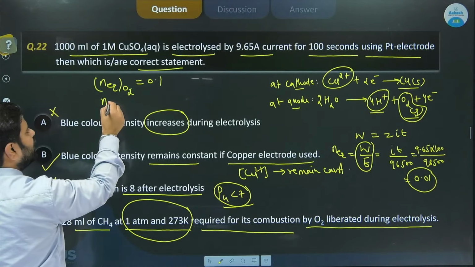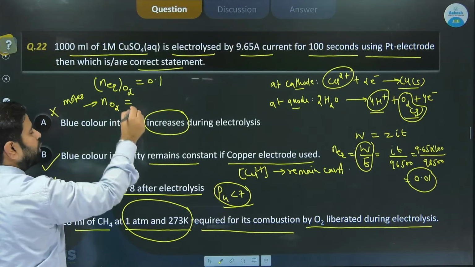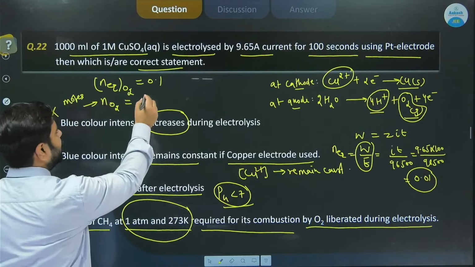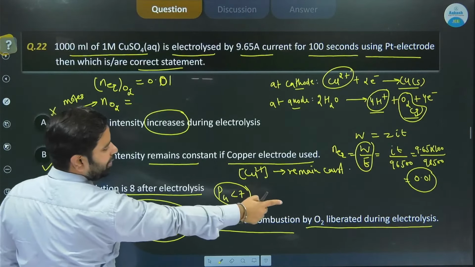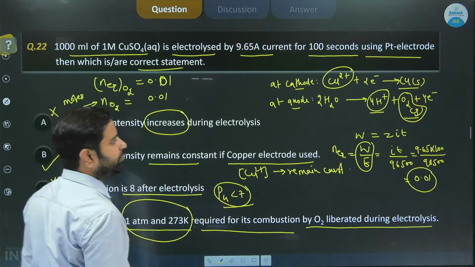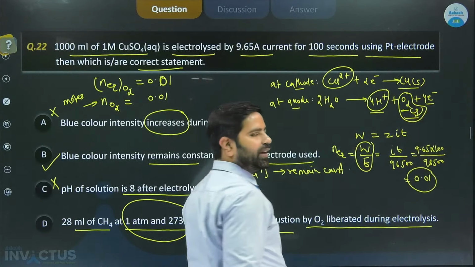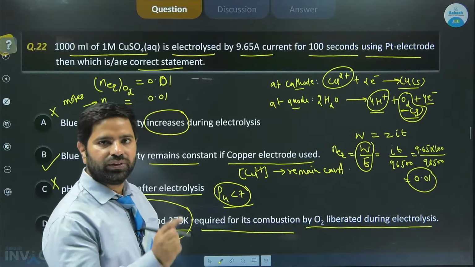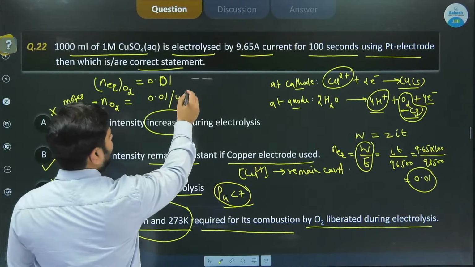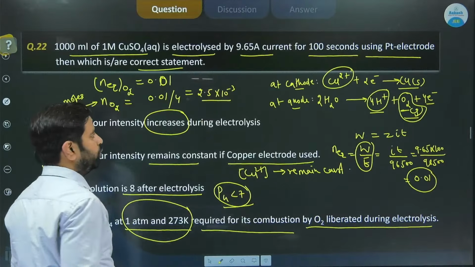How can you calculate the number of moles of O2? The number of equivalents is equal to the number of moles times the n factor. So the number of equivalents is 0.01, and we will divide it by the n factor. What would be the n factor for oxygen? 1 mole of oxygen is gaining 4 moles of electrons. So we divide by 4 and you get 2.5 × 10^-3. These are the moles of O2.